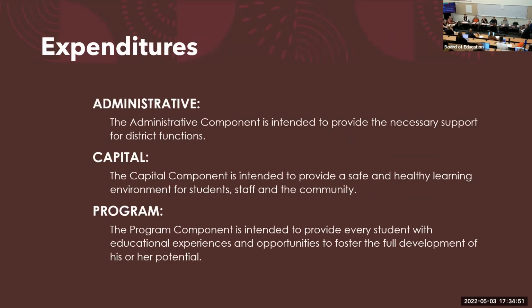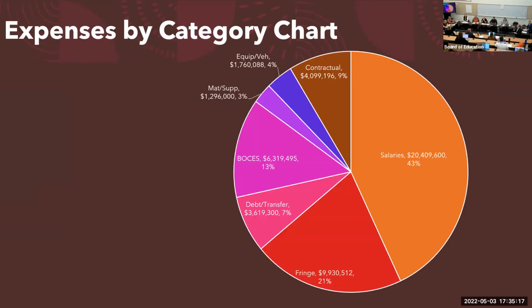The budget is broken down into three main categories: administrative, what we need to do and the funds we need to allocate to operate the district; our capital component, which is the allocation to provide a safe, healthy, and learning environment for students, staff, and the community; and our program component, which essentially is our instructional plan. These expenses by category are listed as follows.